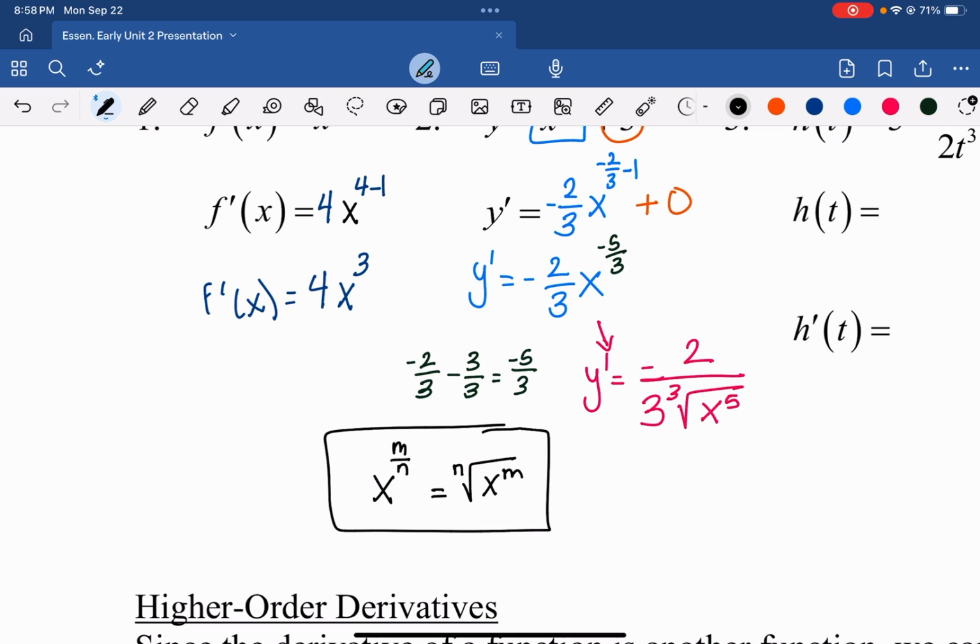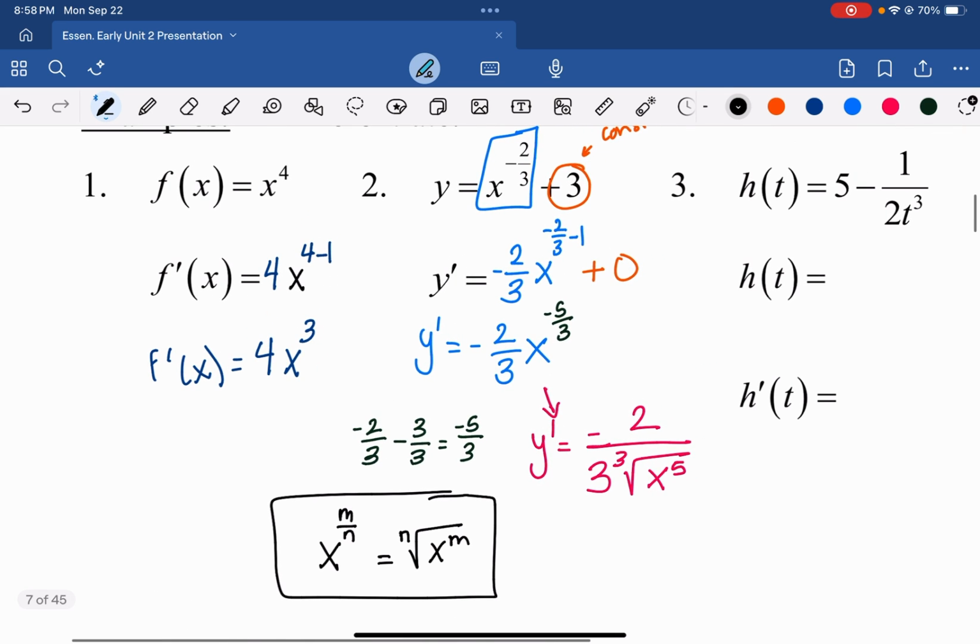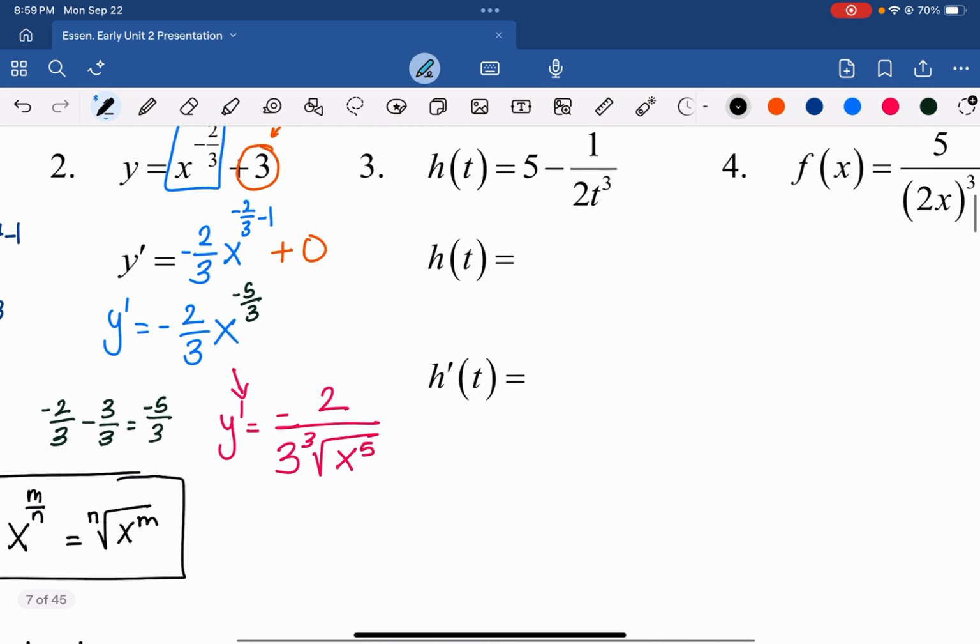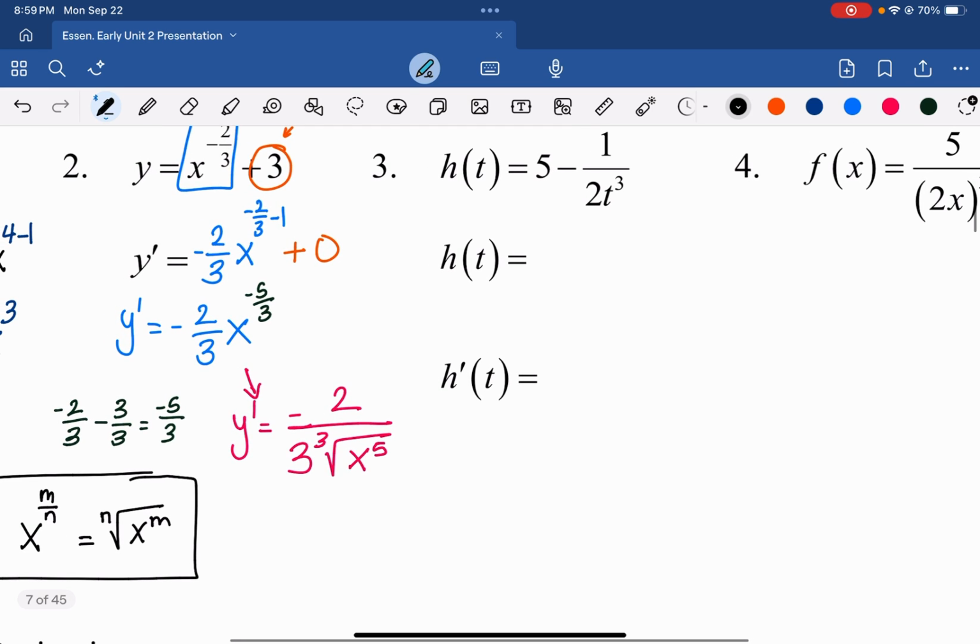The other thing I used here is that if I have a negative power, I rewrite it in the denominator and make it positive. Okay. So that's number 2. You kind of saw this in 2.1 also, kind of looking at problem number 2 or example number 2.